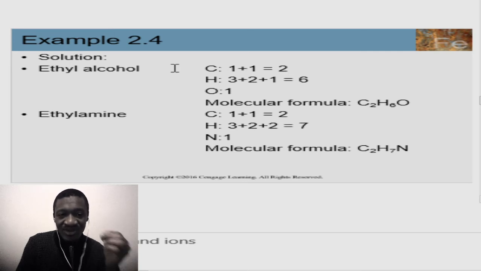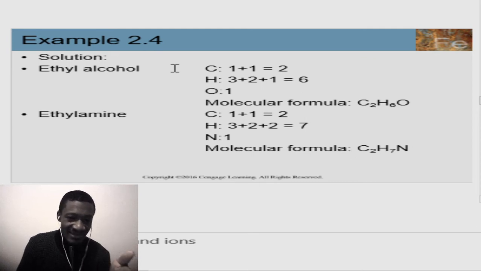Notice that you don't write 1. I think some of the students are always tempted to write 1. I said, look, if it's 1, we can see it. If it's 2, you have to tell us. And if it's 0, it will not be there. So you don't go writing 1 after oxygen. It's very wrong. So you go down and you see ethylamine, C2H7N, because the amine has 2 hydrogens and then nitrogen is 1.